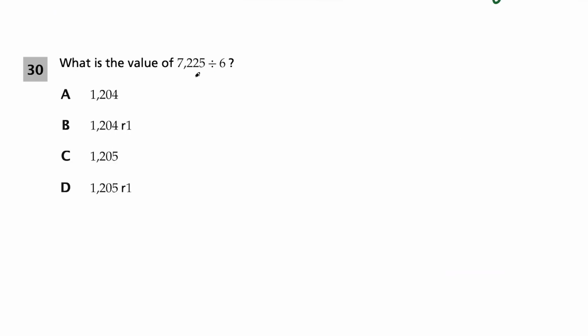Question 30, what is the value of 7,225 divided by 6? For this question, we're going to set up our long division like this. One thing to be on the lookout for is that some of the answer choices have remainders in them, so we have to be extra careful when we do this division. Let's start the process. We're going to do 7 divided by 6. We could get as close as 1 times 6. 1 times 6 is 6, and when I subtract, I have a remainder of 1. I couldn't say 2, because 2 times 6 would be 12, and that would put us past 7. So I have to get as close as possible to this number without going over.